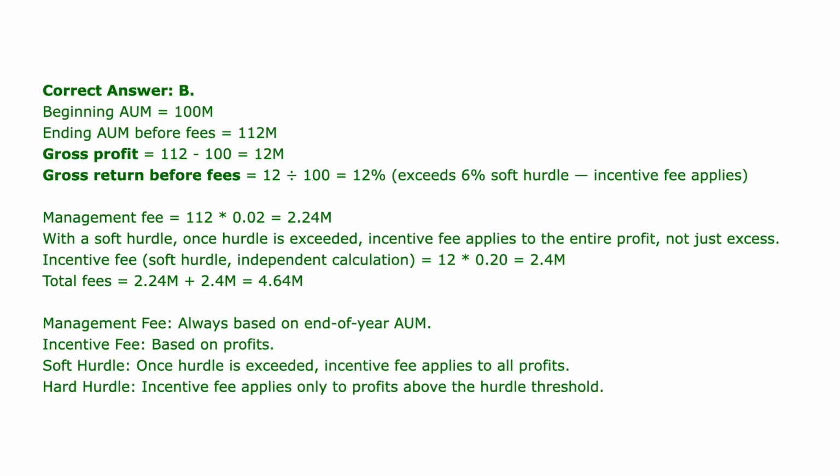Gross return, 12%, exceeds soft hurdle, 6%, so the incentive fee applies to the entire profit. Management fee is $112 million multiplied by 2%, which equals $2.24 million. Incentive fee, soft hurdle, independent, is $12 million profit multiplied by 20%, which equals $2.4 million. Total fees is $2.24 million plus $2.4 million equals $4.64 million, which matches option B.